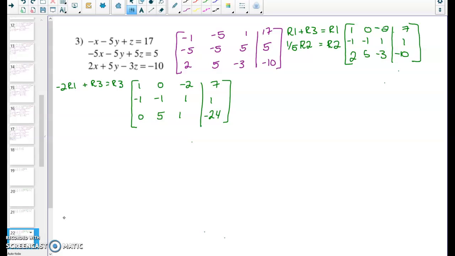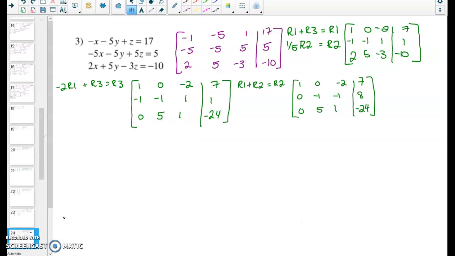Sorry, I'm replacing it with row 3. So I'm getting rid of the 2 in the first column for row 3. That gives me a 0. I'm going to keep working through, see what else I can do. I decide row 1 and row 2 I'm going to add together. Okay, and look, that gives me a 0 in row 2.